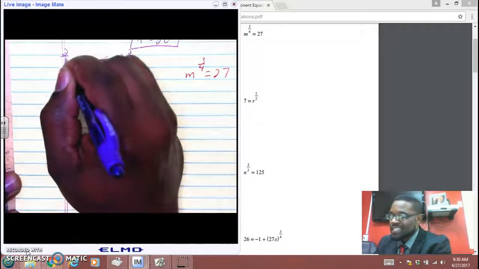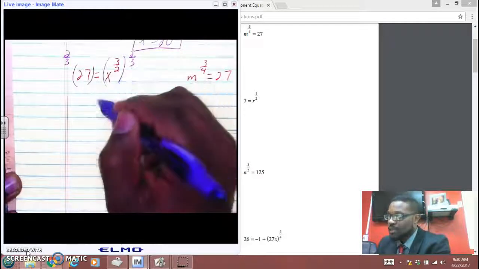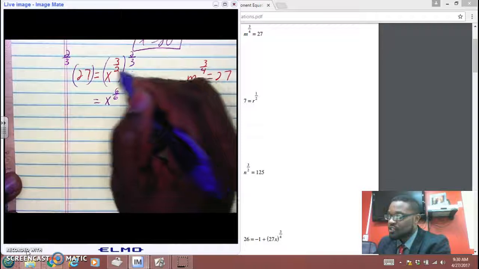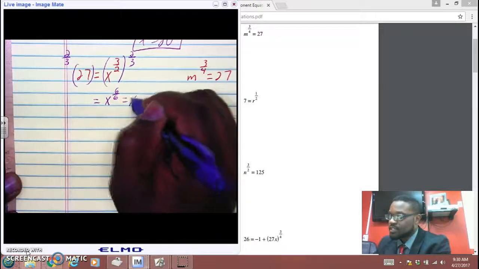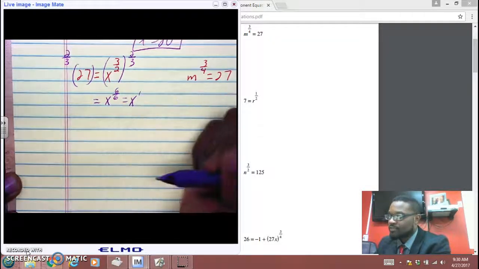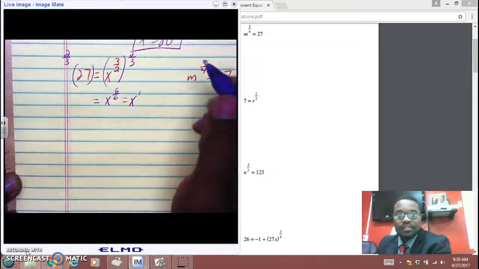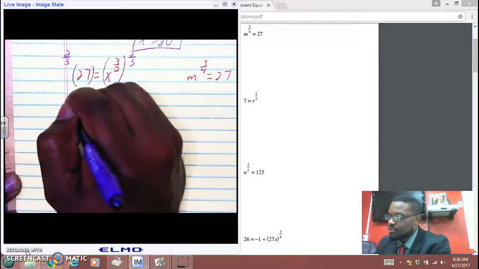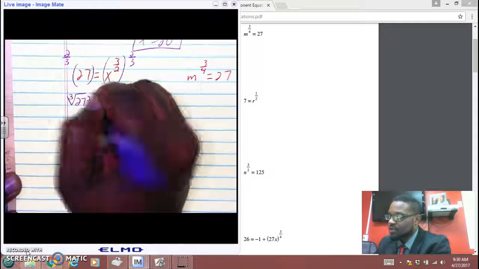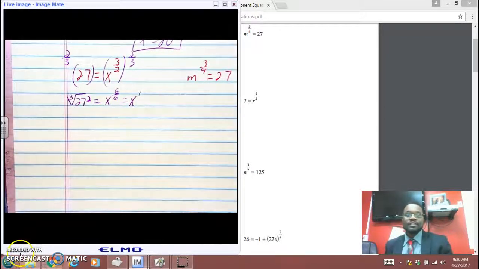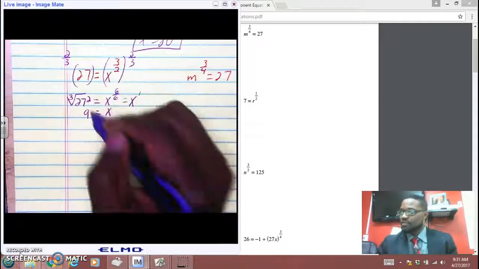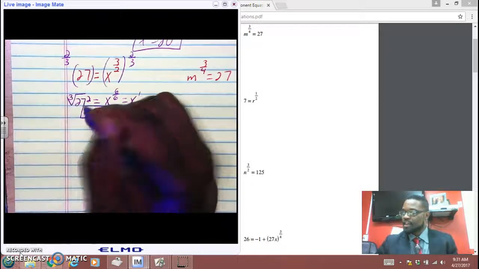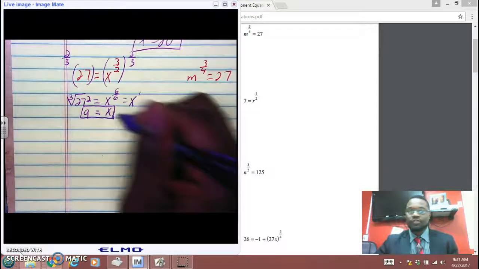If I raise each side to the 2/3, what will happen is over here I'll get x to the 6 over 6, right? Because you multiply. But 6 over 6 really is just x to the first power. Alright? So that's very important. And over here I got the cubed root of 27 squared. Easy. So that equals 9. Put it in your calculator if you don't believe me. And that's how you would solve these problems.